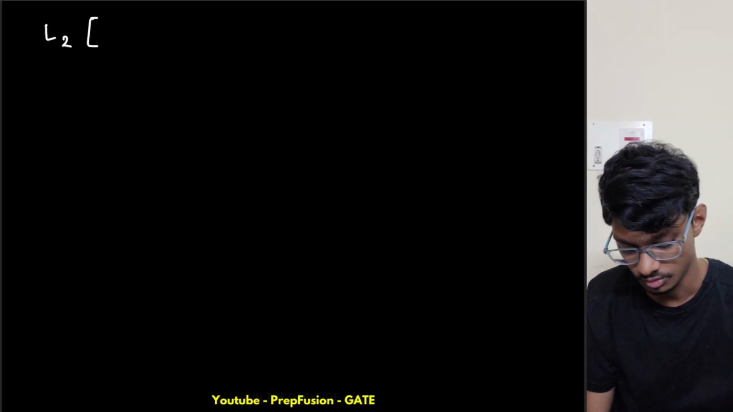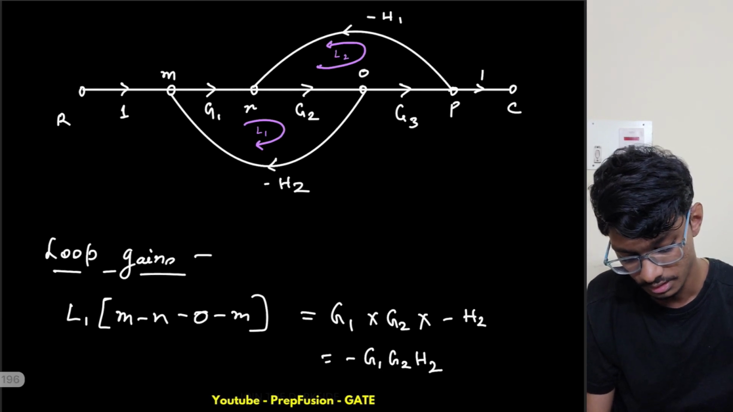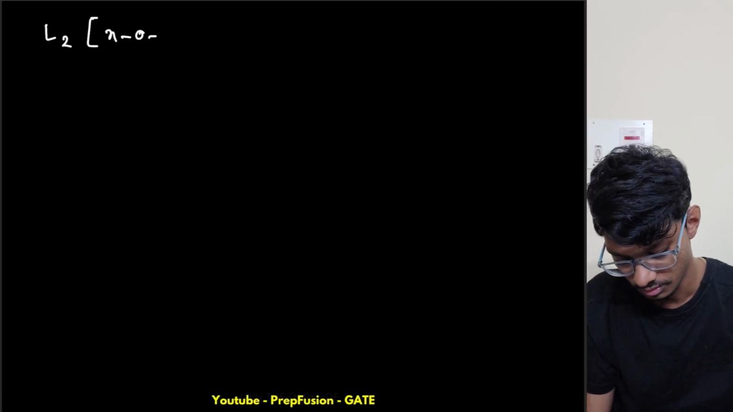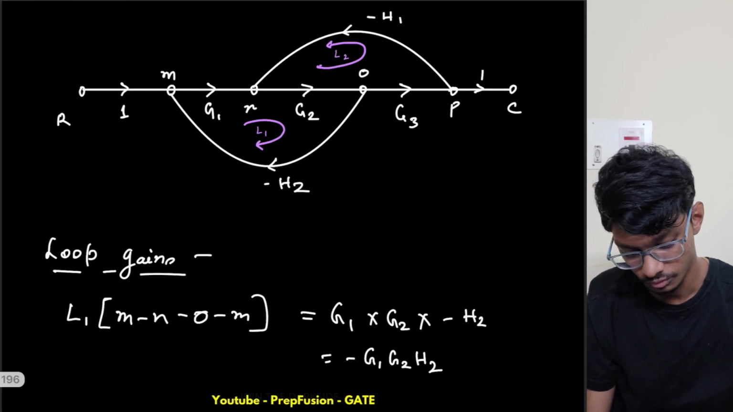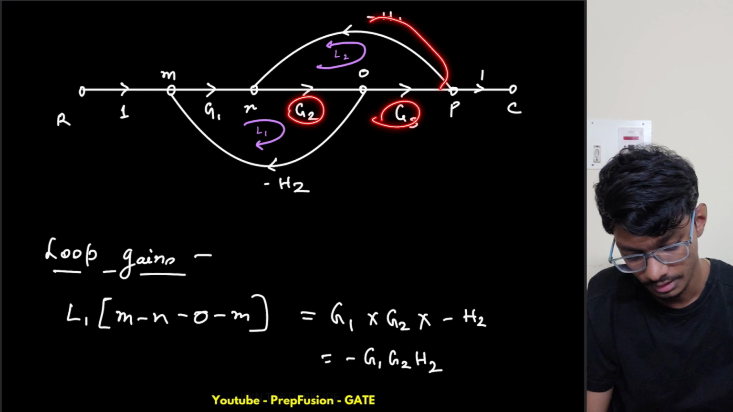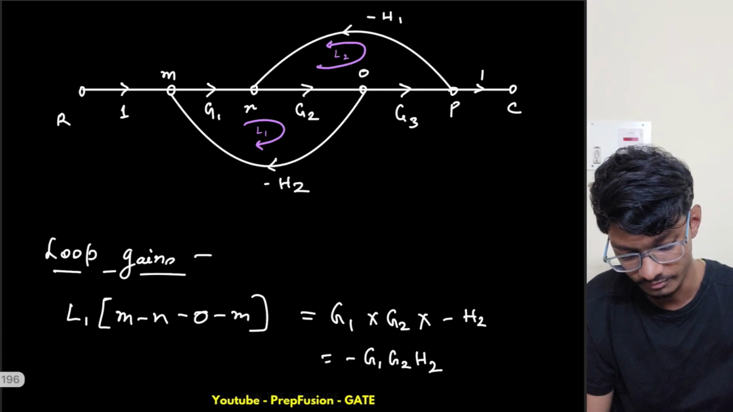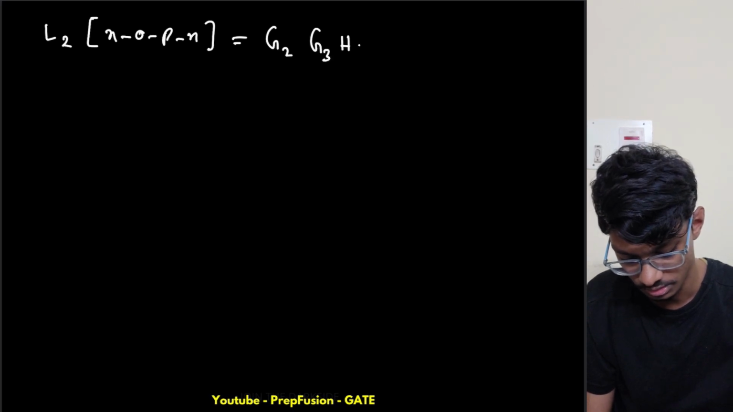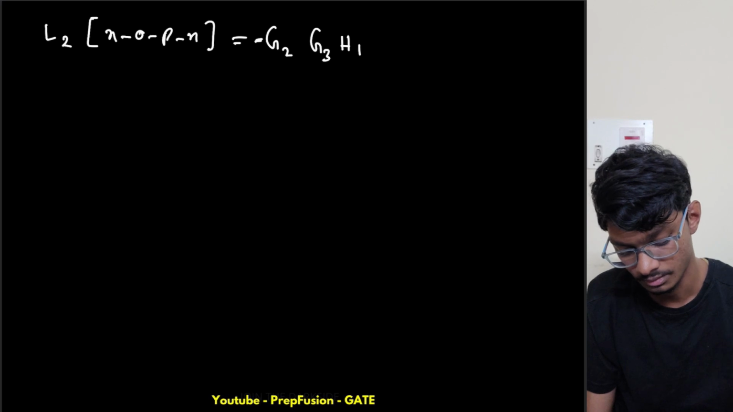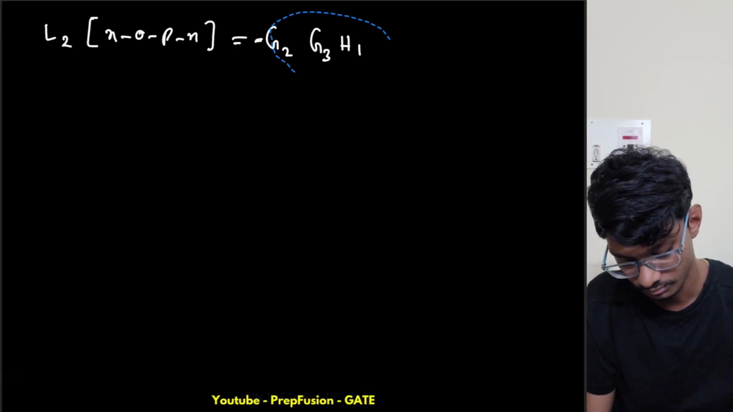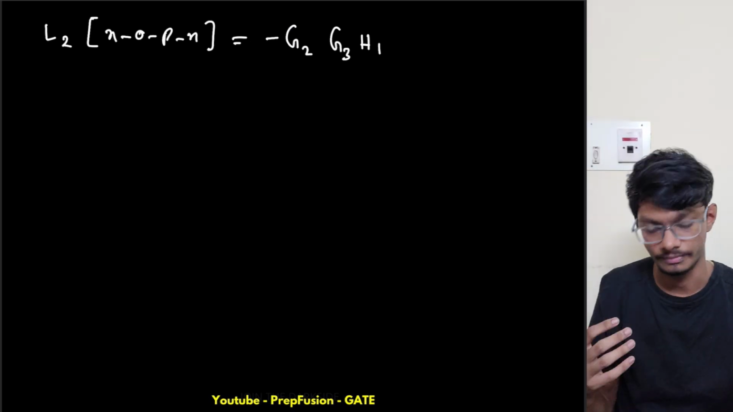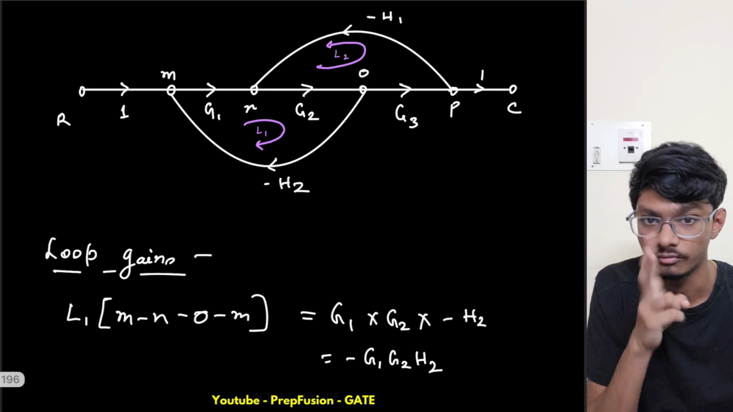And what is L2? What is the path of L2? It is N, O, P, N, right? So this is g2 g3 h1, and we have minus h1 also. So we'll write this directly right now. g2 g3 h1, we have minus also, so minus will come here. Minus g2 g3 h1.